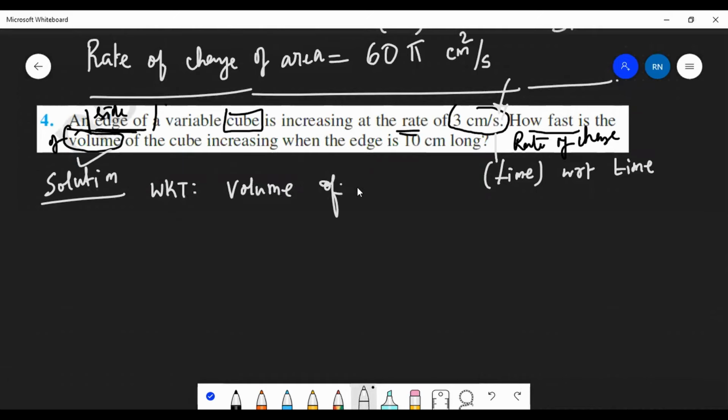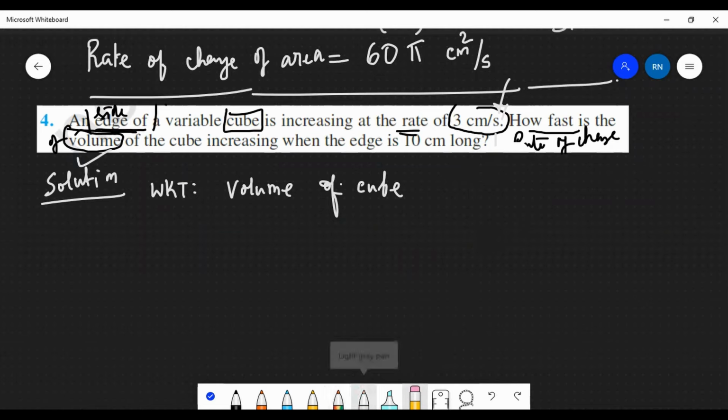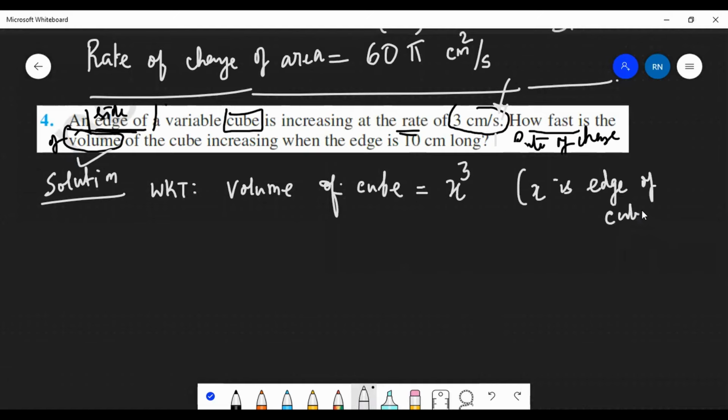In case required, you have to go through and revise all the formulas for the shapes, different solids and 2D shapes, triangle, trapezium, parallelogram, areas, perimeter, volume, whatever you need, revise. Volume of cube we know it is x cube, where x is the edge of the cube.